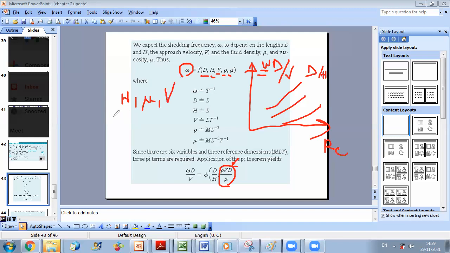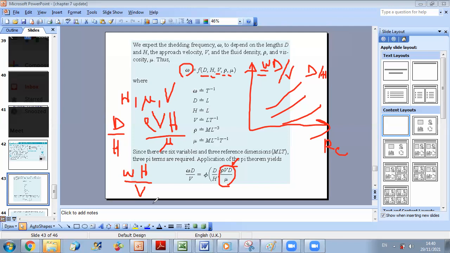The first group, as we said, will be d over h. The second group is also Reynolds, but now based on h instead of d. So the second group is rho v h over mu, and your final group will be omega times h over v. And as you can see, the groups are pretty similar. Instead of rho v d over mu, you have rho v h over mu. Instead of omega d over v, you have omega h over v.